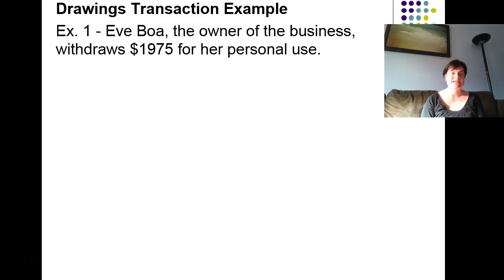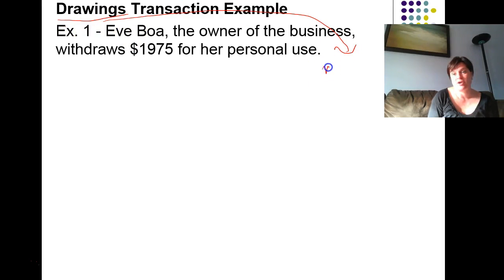The next kind of transaction that we're going to look at are drawings. And so drawings are when the owner takes money out of the business for their own personal use. Now this part's really important. Drawings are not found on the income statement. They are found on the balance sheet. So they are not used to calculate net income.